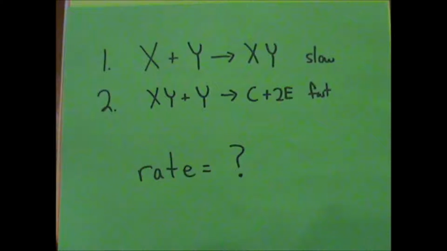So from your elementary steps, the slow step, the rate determining step, is the first one. So your rate is going to be equal to K times X times Y, because increasing X or Y will increase the collisions in that rate determining step.